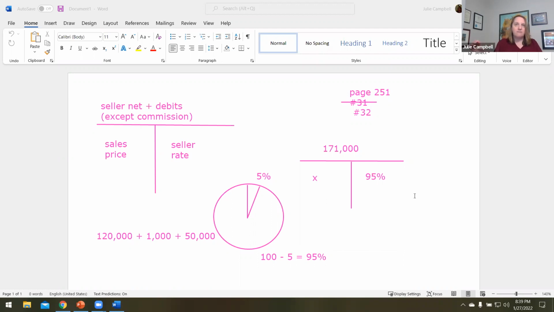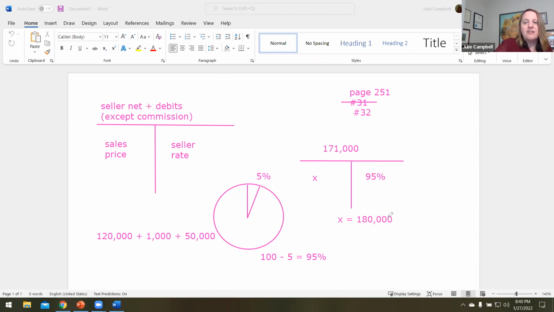To do seller net, put your seller hat on, right? I'm paying you, I'm paying my mortgage, I'm paying closing costs, and I'm netting $50,000. Now the question we need to know is what's the minimum sales price that I have to sell their house for in order to net them $50,000? The T-bar, the back fourth line means divide. So we take 171,000, divide it by 95%, and I get a sales price of $180,000.